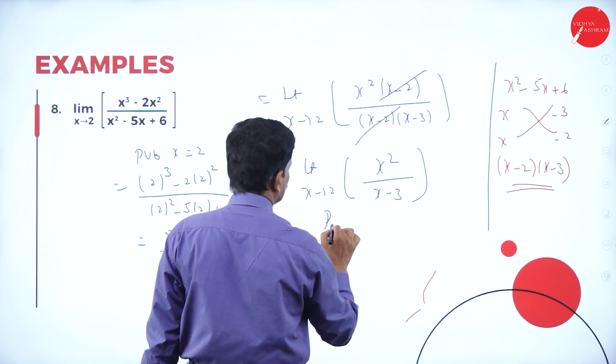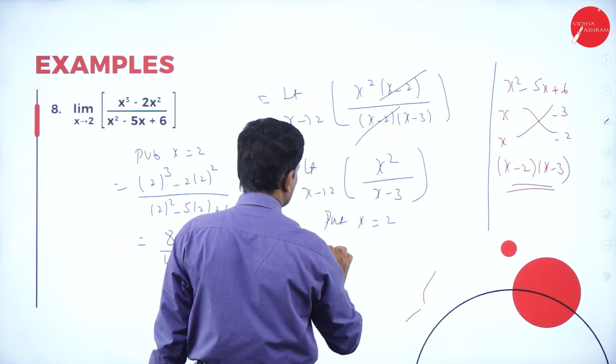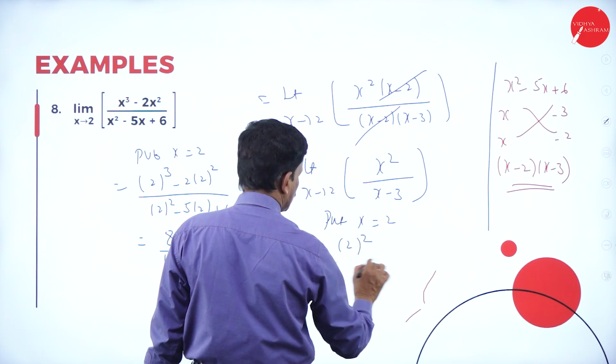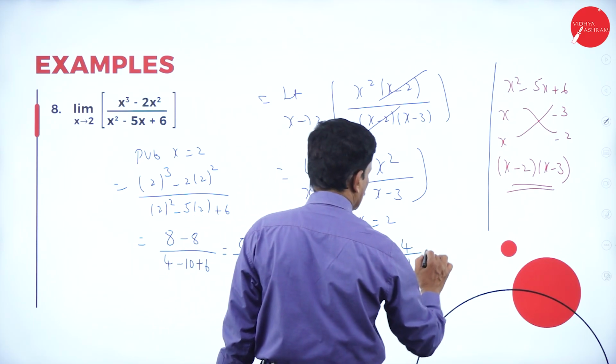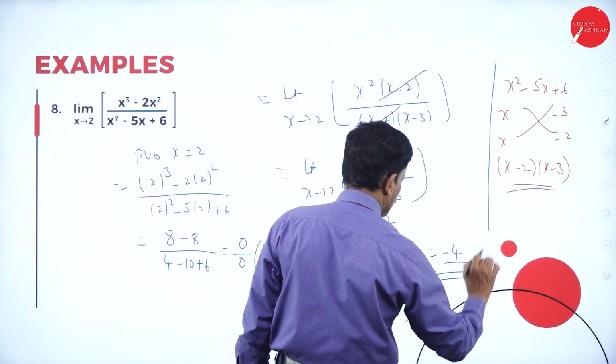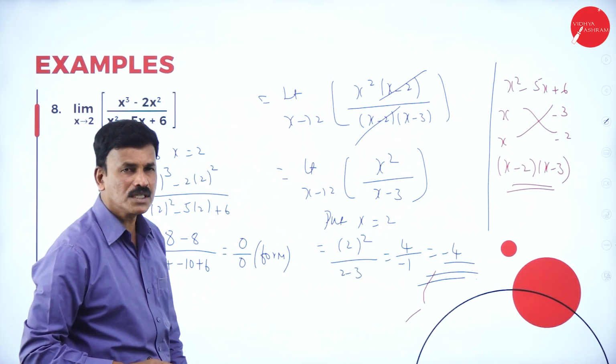Now, put x equal to 2. If you put x equal to 2, what will you get? 2 square divided by 2 minus 3. 2 square is 4, divided by 2 minus 3 is minus 1. That is equal to minus 4, the simplified answer. That's it. Okay. Very simple.